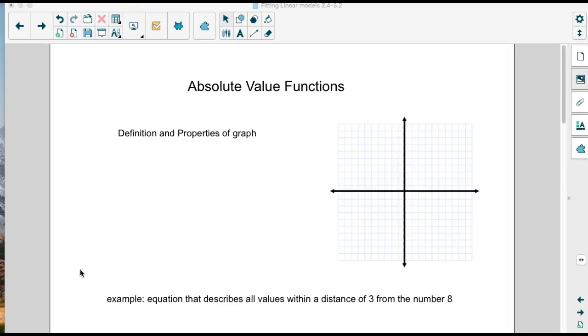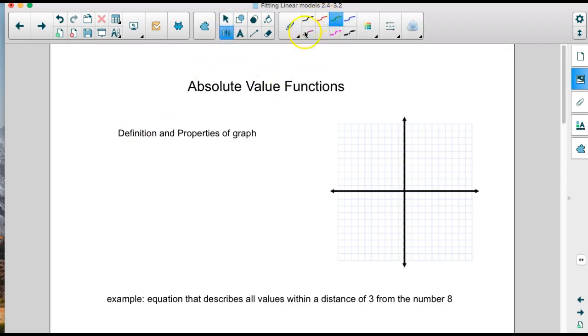Hello, and in this video we're going to be looking at absolute value functions. We're going to start with the definition. The definition of an absolute value function, that would be the absolute value of x.